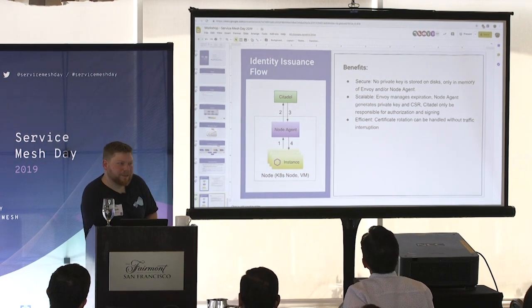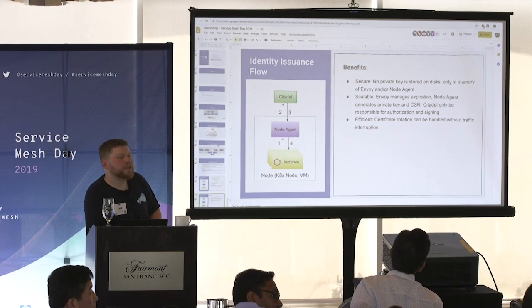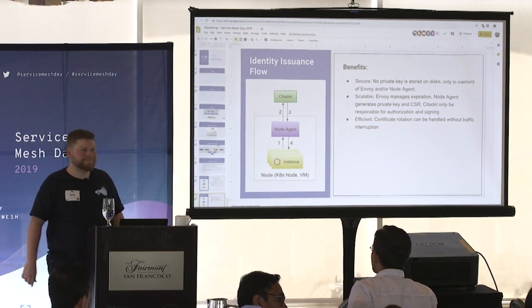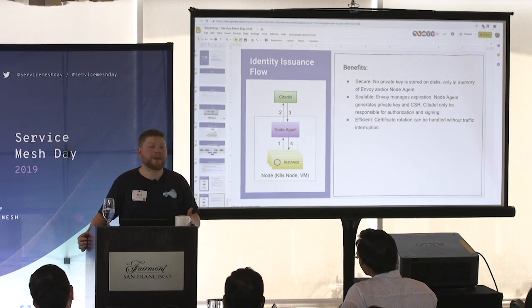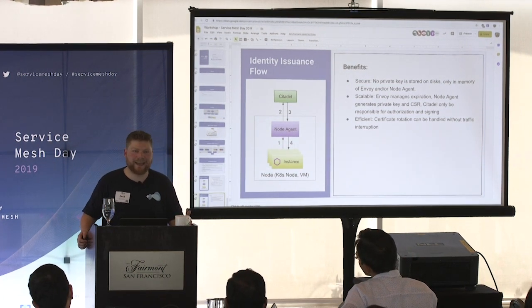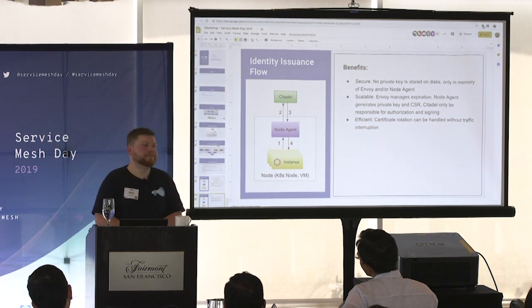So questions, comments, concerns? So how do you deal with the network replication in the case of a certain rotation? Yep. That's a phenomenal question. How do I deal with not being able to talk to Citadel? What if I get a network partition and I can't get new certs? So there's a couple options. So today you fail, right?